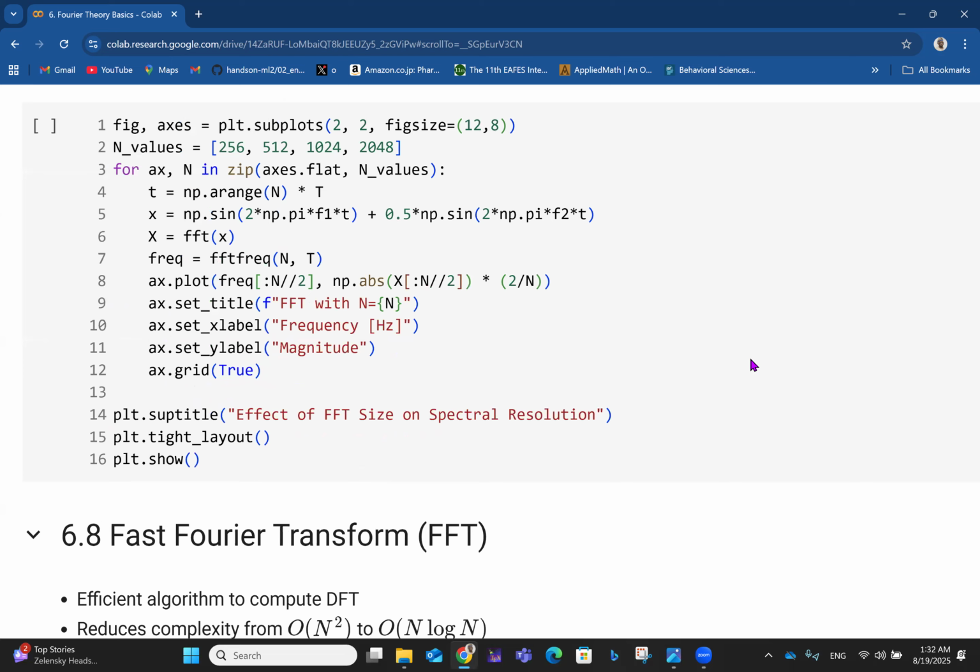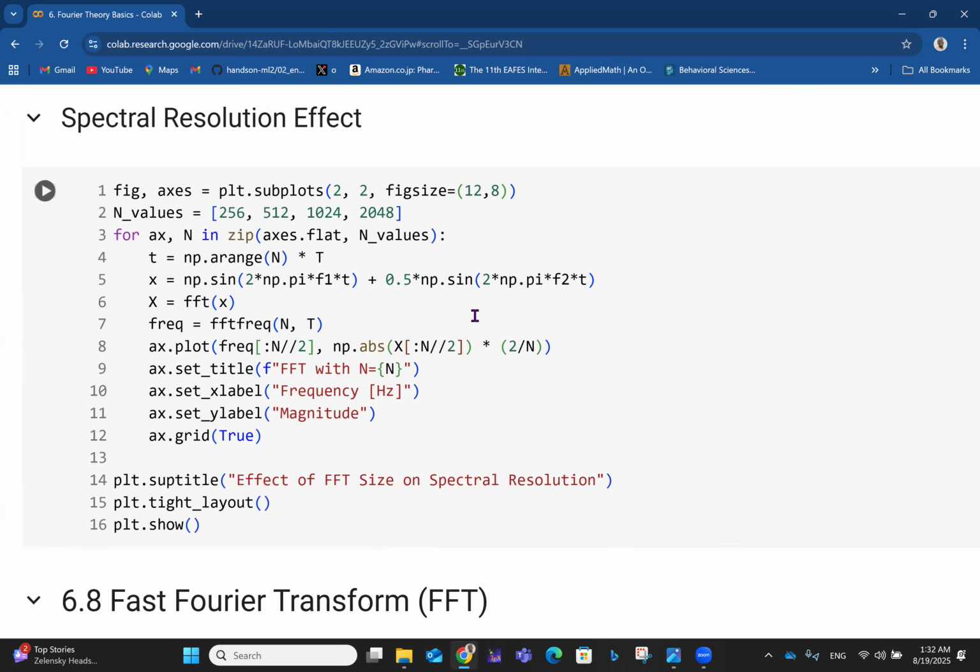Okay, for the spectral resolution effect now, we have of course, this is to dimension the graph. Then we take some values of harmonics: 256, 512, 1024, 2048, and for ax and n, then we zip the axes and the values together, and then we take T over a range n. So whatever n you pick, right? So this for loop already tells us we are looping over those values that have been zipped together.